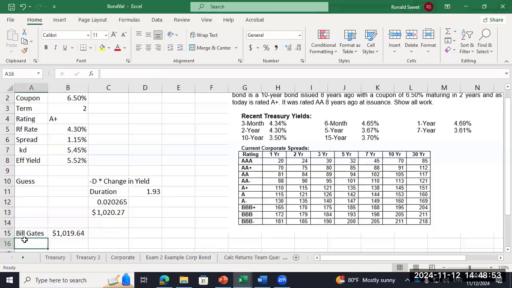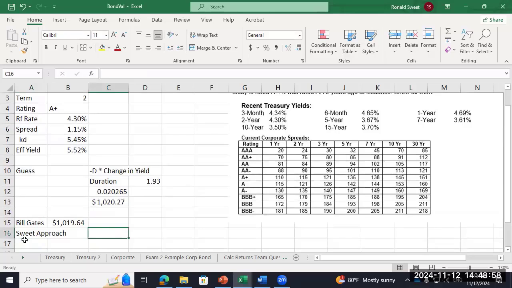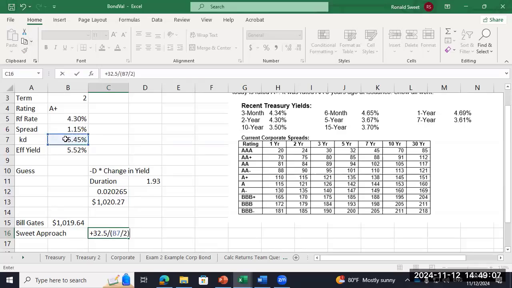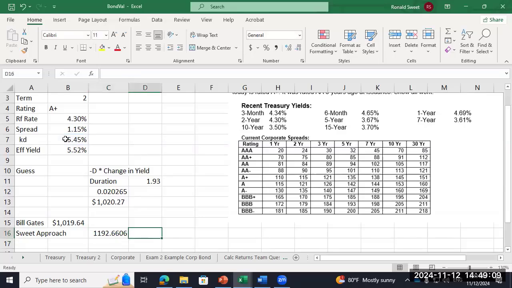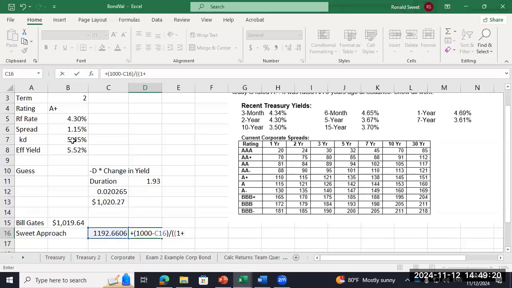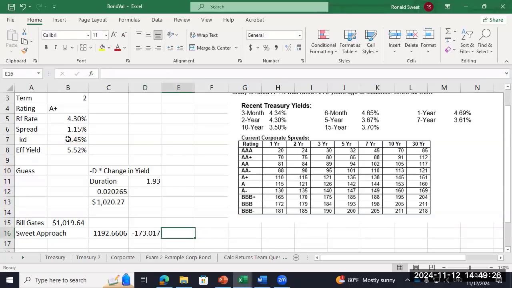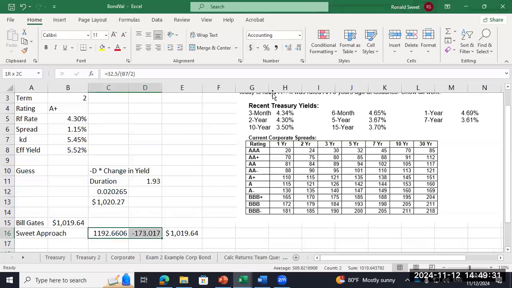That certainly looks possible. Now the sweet approach that I can never get right, but let's see, maybe I'll get it right this time. So we take 32.5 divided by the discount rate divided by 2. That's the value of that coupon for all of infinity. And then we're going to add to that $1,000 minus that. But we're going to divide that by 1 plus the rate divided by 2, raised to the 4th. Take those two together. Does that look close? There's the sweet approach.